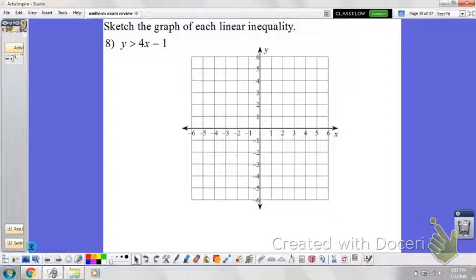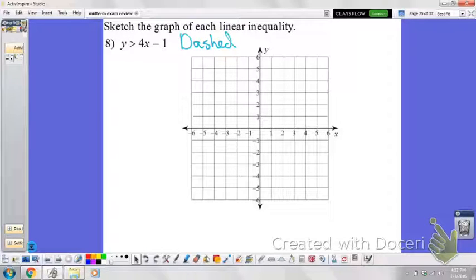Again, I'm going to sketch another linear inequality. I have y is greater than 4x minus 1. Again, the first thing I need to do, check my symbol, see what kind of line I'm going to use. Since it is just a greater than, I will again have a dashed or dotted line.